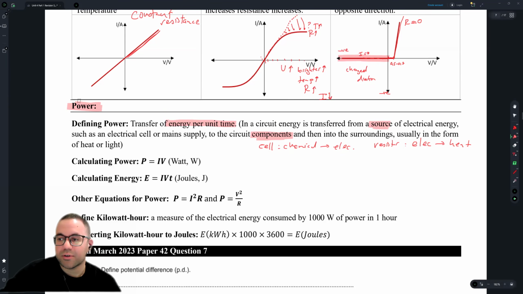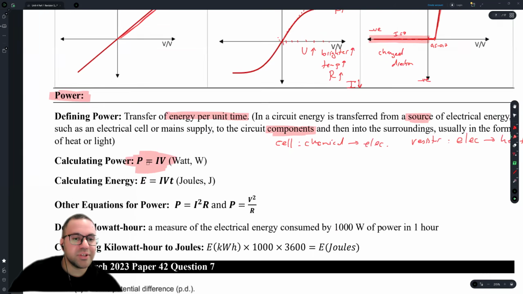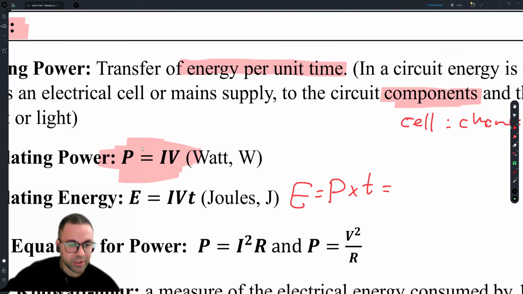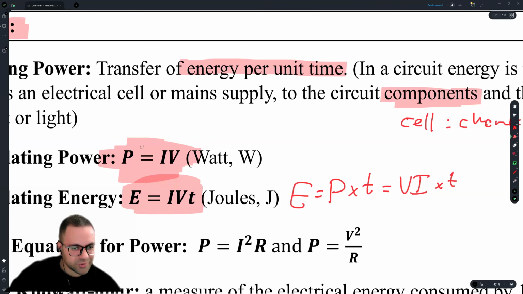Now, in electricity, because we only measure voltage and current, the equation to calculate power is not P equals E over T. It's actually P equals IV, or V times I, voltage times current. Okay? But what if I want energy? Now, energy is power times time. Back from unit 1. And power in electricity is IV, or VI, times T, which means energy in electricity can be calculated using VIT, or IVT.